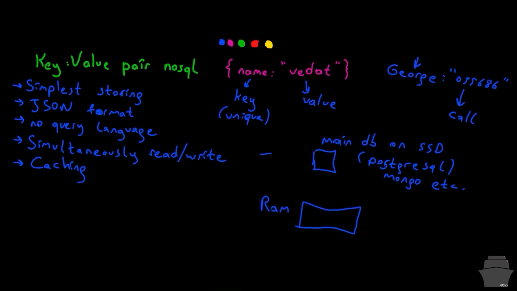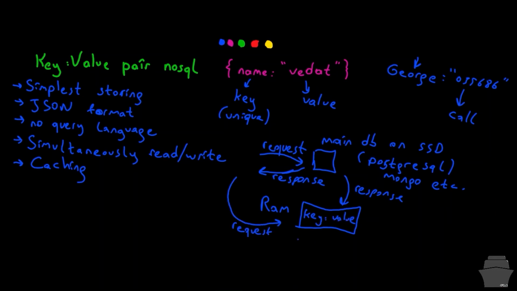Normally, when a user makes a request to the main database, it responds back, right? When we use caching, the user request and its response will be stored in key value format into the RAM memory. If the user makes the same request, then this time the caching database will respond much faster back to the user. So the purpose of the caching is making faster reads and avoiding disturbing the main database.